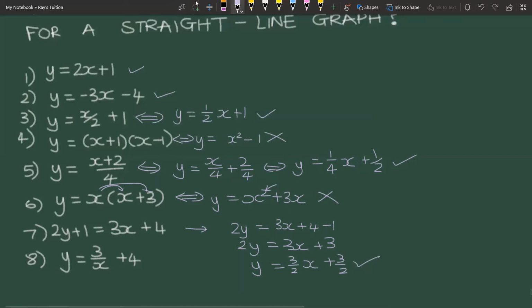This one here, is this a straight line graph? No. When x is in the denominator, then it is not a linear function of x.